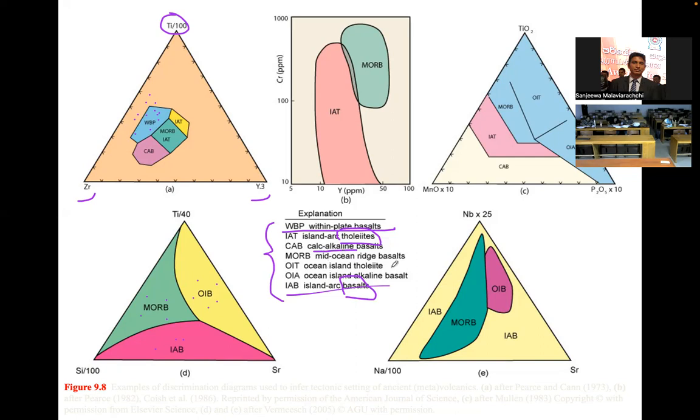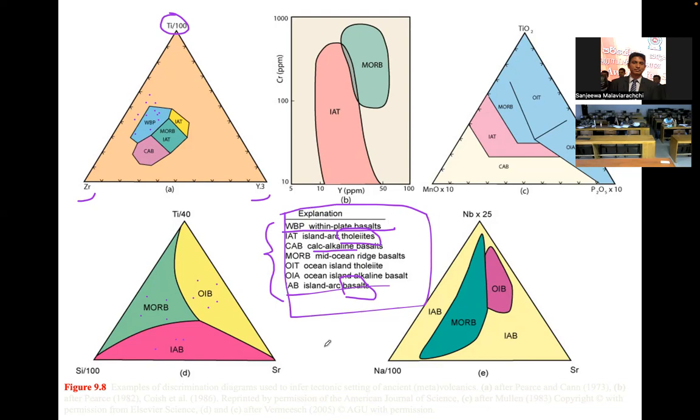And ocean island tholeiites, ocean island alkaline basalts. So likewise, there are a lot of various types of tectonic settings. So I suggest you take one by one each of these tectonic settings and give an explanation for their definitions and all with examples, right? With the diagram, right? And submit it to the Google Classroom, right? That will be another assignment, right?